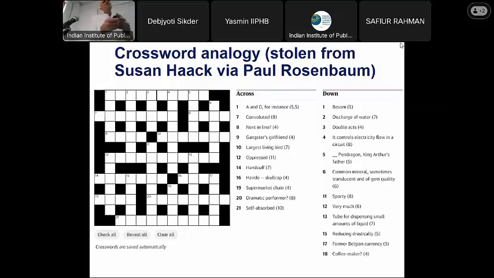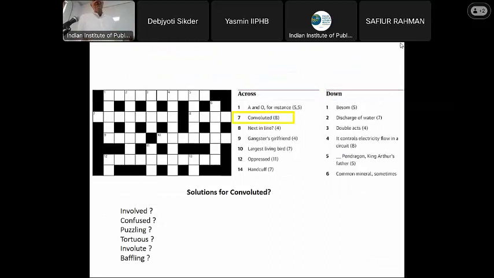So what is strong is when those things agree. So this is the crossword. Imagine you're asked for probability, and then you look at the thesaurus, and you've got involved, confused, puzzling, tortuous, involute, baffling. You obviously don't know which one it is. But then the first across is A and O, for instance.